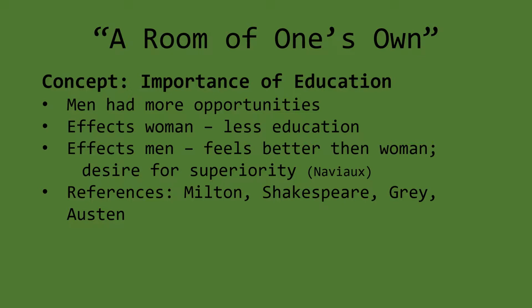One concept in this text is the importance of education. During this time period, men had many more opportunities than women did. The effects that it had on women was that they felt less educated and they had fewer opportunities than the men. And the effects on the men, it made them feel like they were better than the women. It made them desire superiority. This text has references to Milton, Shakespeare, Gray, and Austen.